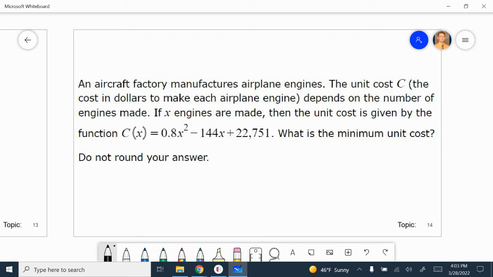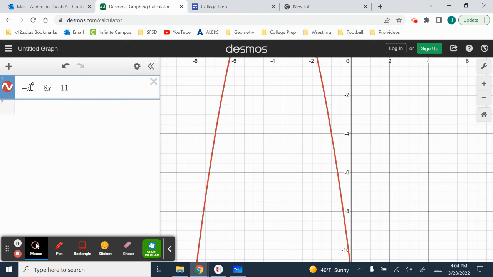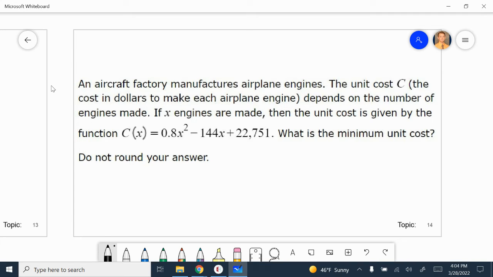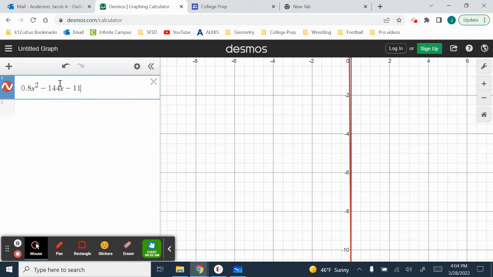So this isn't a very well-known thing, but actually parabolas come in handy in business because you can figure out how sales affect income by using parabolas. So I'm going to write this in. So 0.8, it was. And then it was negative 144. And then 22,751 was plus. Okay, that's our function.